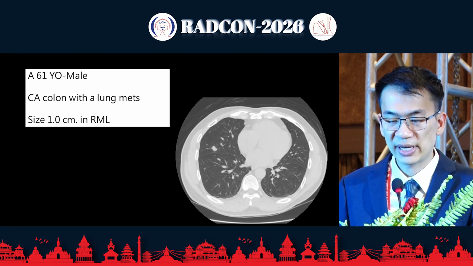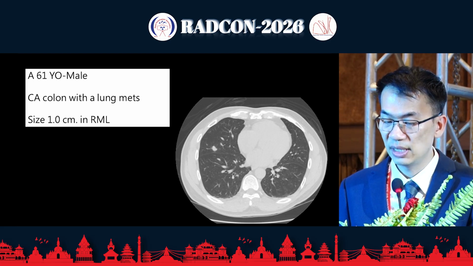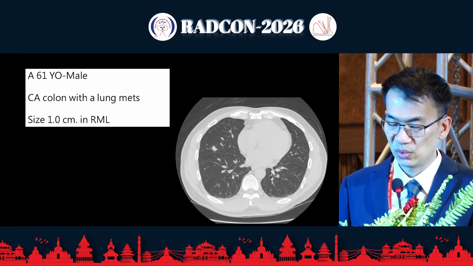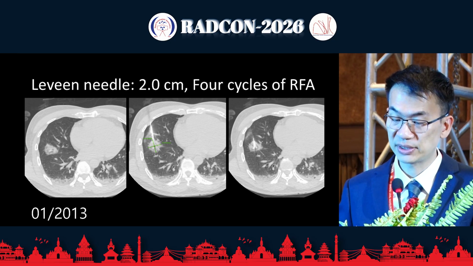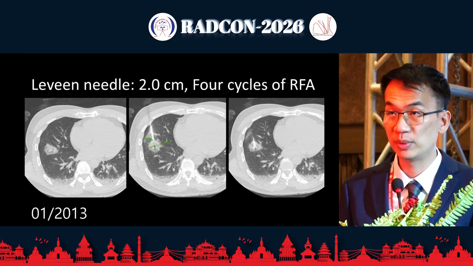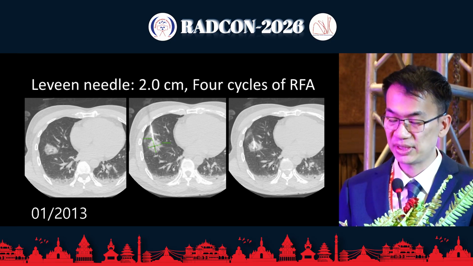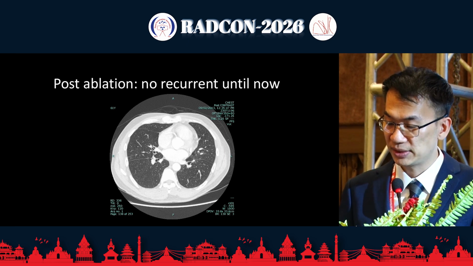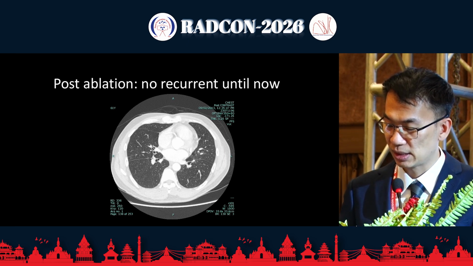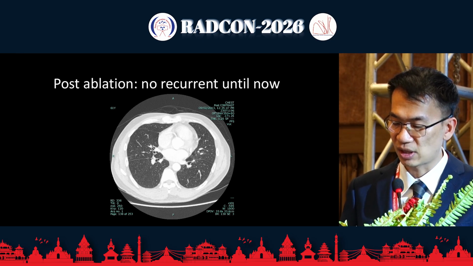This is an example case, a 61 year old male with lung metastasis from colon cancer, size 1 centimeter at the right middle lobe. This is very straightforward. You puncture the needle from the anterior side, park it in the center of the tumor, and then we do the ablation. After ablation, we see the ground glass covering the tumor that represents the complete ablation. And this is 5 years later, so they still have the complete ablation.